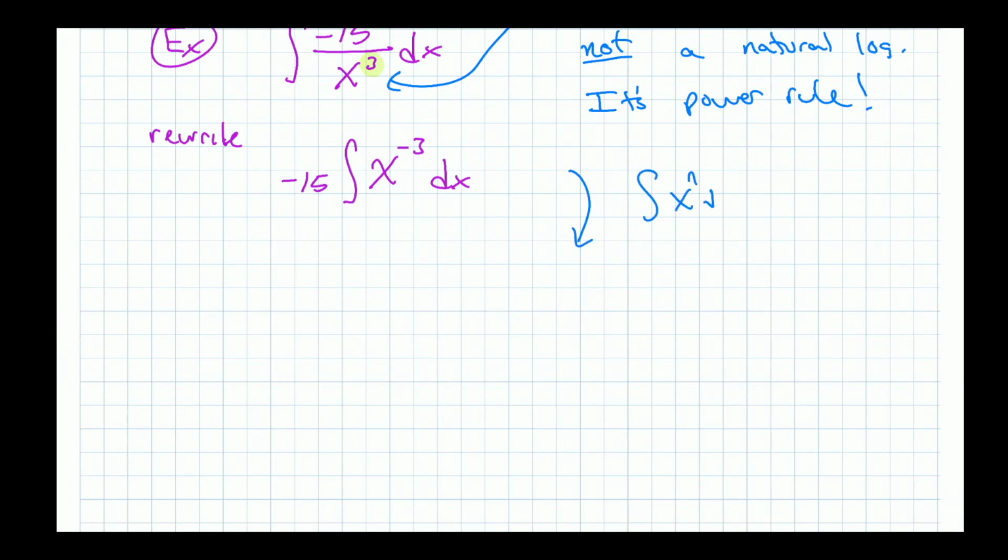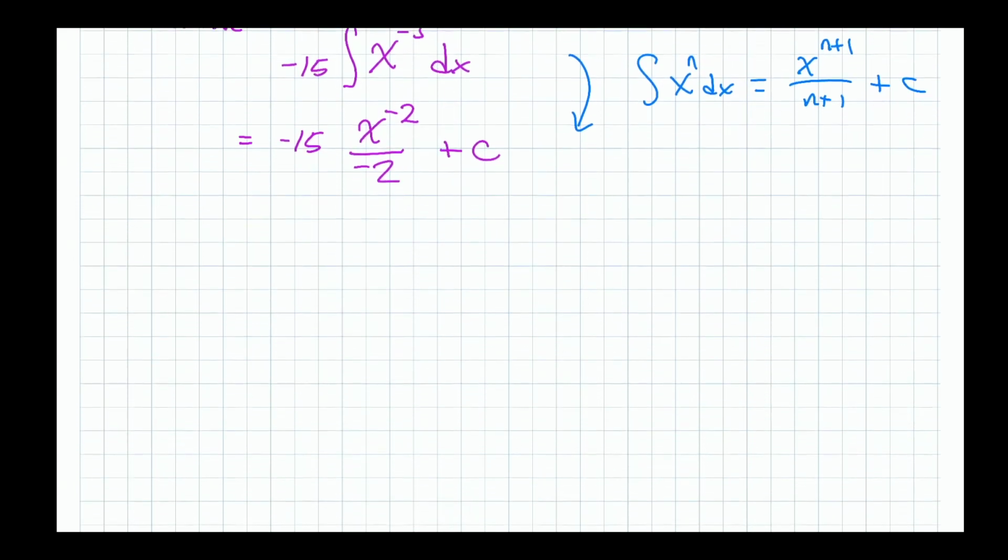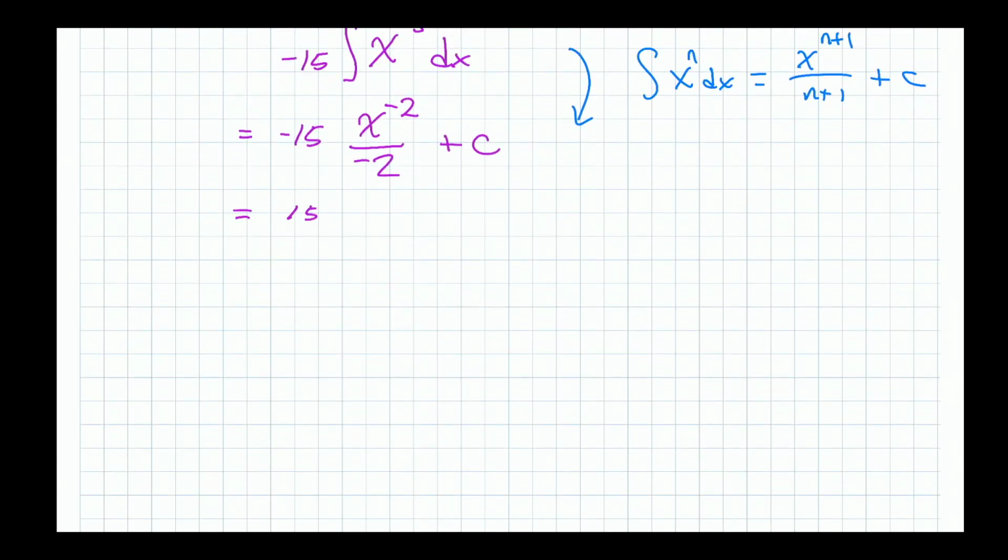So the power rule is x to the n plus 1 over n plus 1 plus c. So that's going to be -15 x to the -3 plus 1. Negative numbers screw people up here, but -3 plus 1 is -2 over -2. All right, so what is this? This is 15 over 2, x to the -2. Not bad at all. I feel like these are easier than the previous section for some reason.